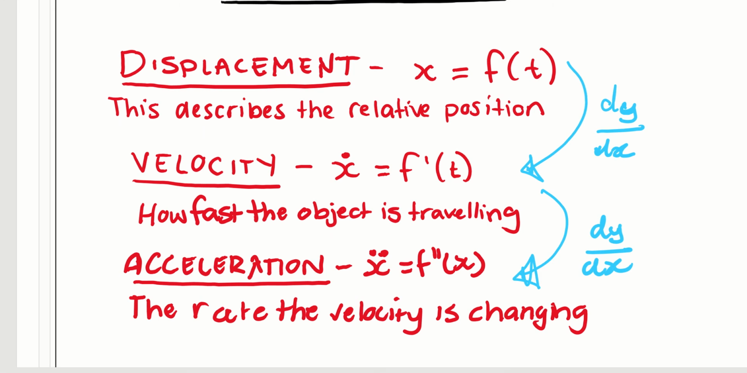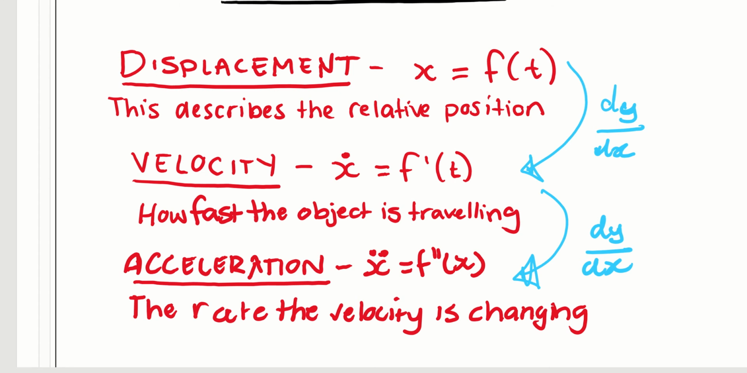When we talk about the displacement of something, whether it's an object, a car, a particle, anything, we talk about where it is, the position of it. When we talk about the velocity, it's how fast it's traveling, which we can call the speed. And when we talk about acceleration, it's the rate that your speed's changing.